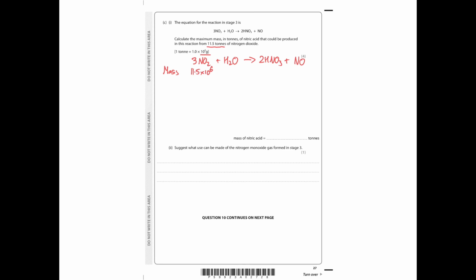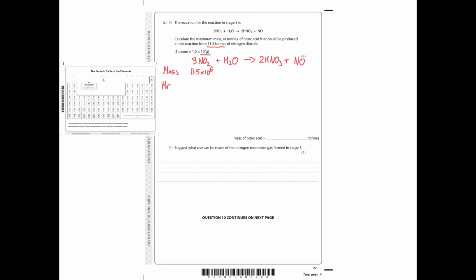In order to calculate moles, I'm going to need to calculate first the MR of nitrogen dioxide. I use a periodic table for this and it comes out at 46. Personally, I would then highlight what I'm looking for, which in this case is the nitric acid. As I've got a balanced equation, water and nitrogen monoxide are not relevant to my calculation, so I can even afford to cross those out.